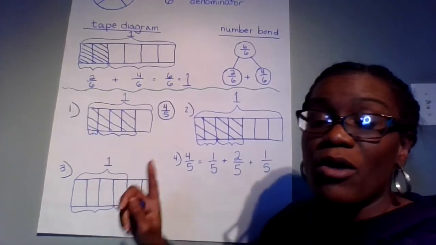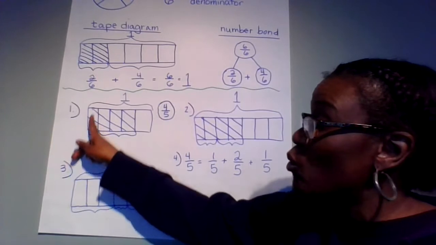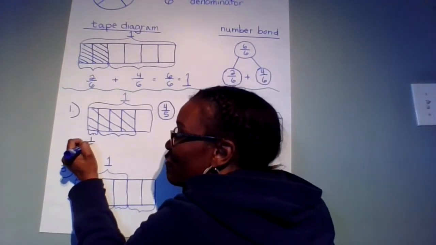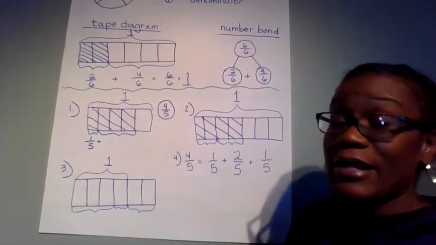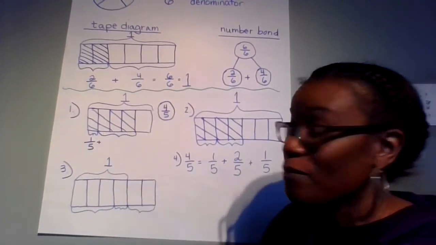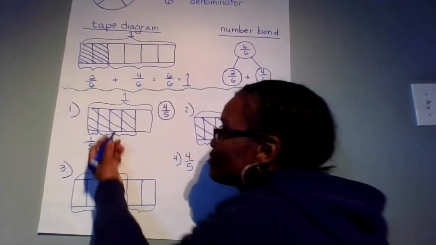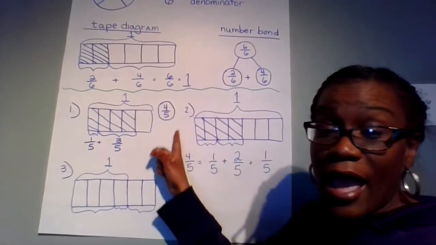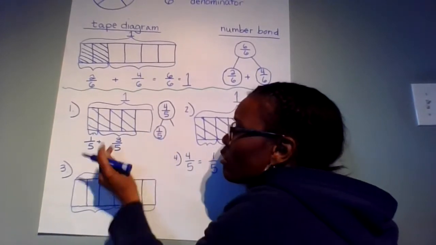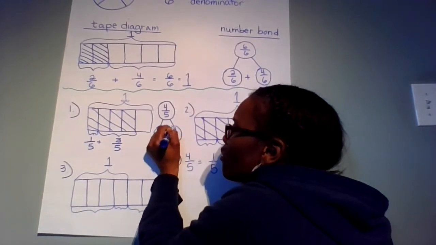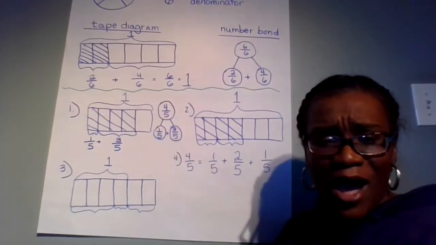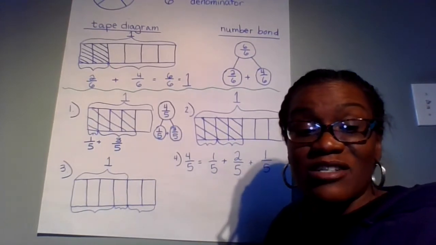So now let's label what parts are shaded. If I only have 1 shaded part, what's going to be the fraction? That's right. 1/5. And I can put a plus sign here. And now, scholars, what's the next part that's shaded? Let's count and see. 1, 2, 3. 3 what? That's right, 3/5. And so now we're going to add that to our number bond. 1/5 and 3/5. So scholars, 1/5 plus 3/5 equals 4/5. See how easy that is? We're already decomposing fractions. Good job, you guys.